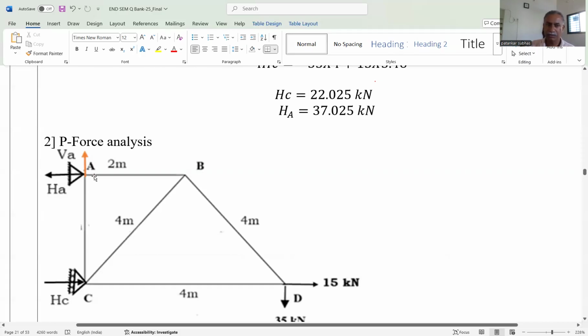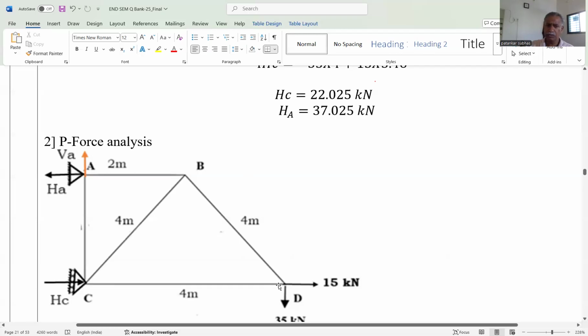Similarly, when we apply summation Fx is equal to 0, HA acts in the opposite direction to the force in member AB. So force in member AB is equal to HA and force in member AC is equal to VA. No need to consider the joint, we can directly write this down. Then we have considered joint D.